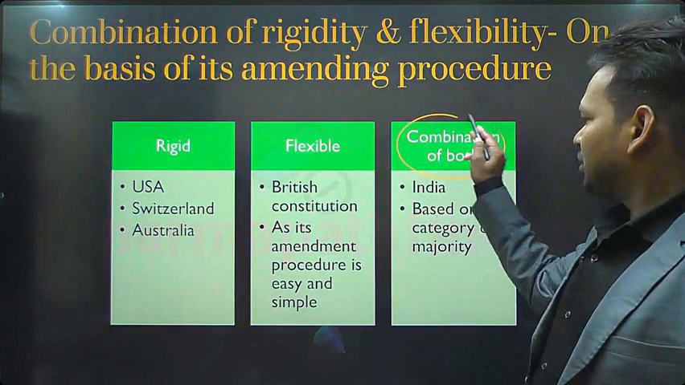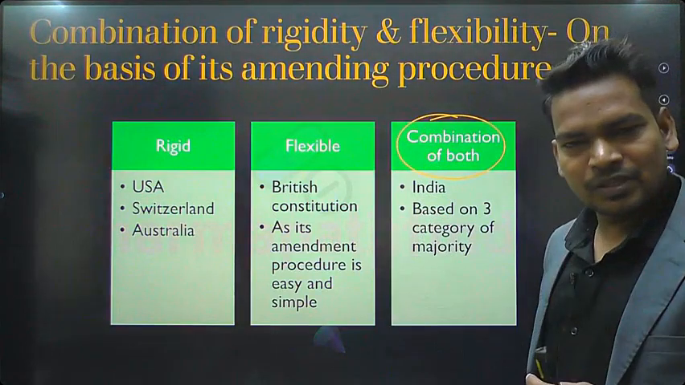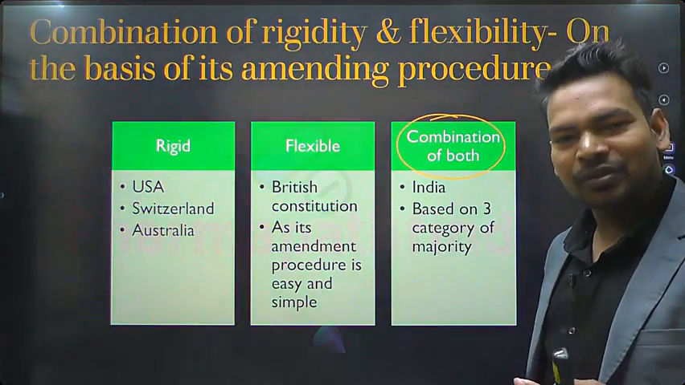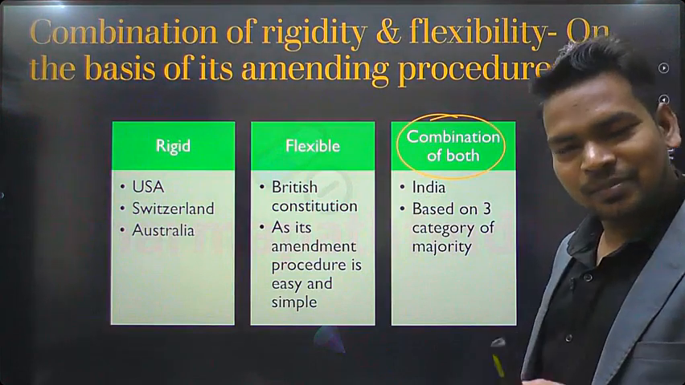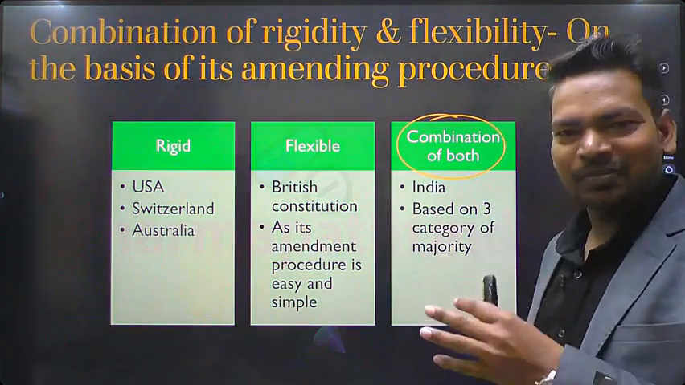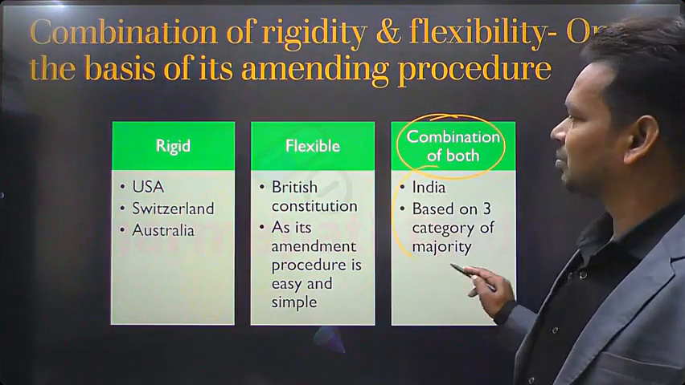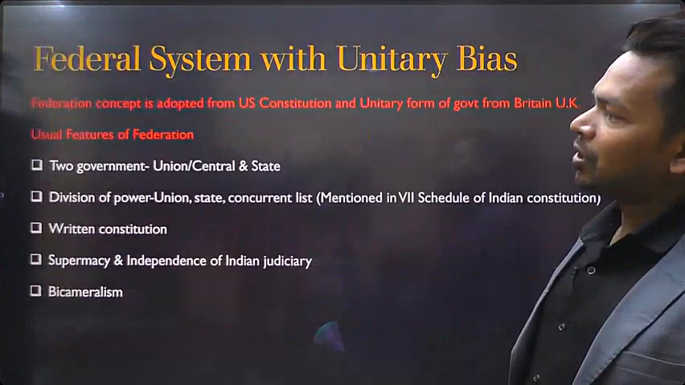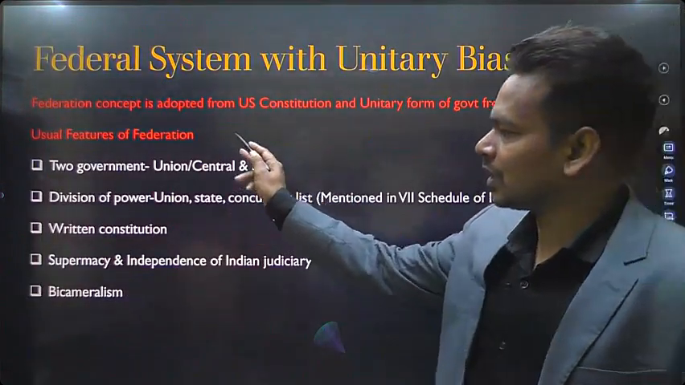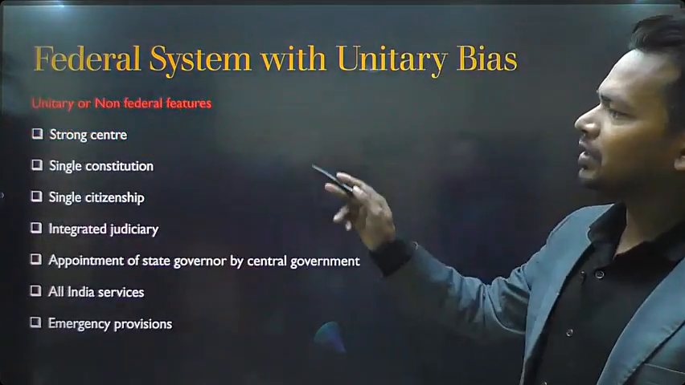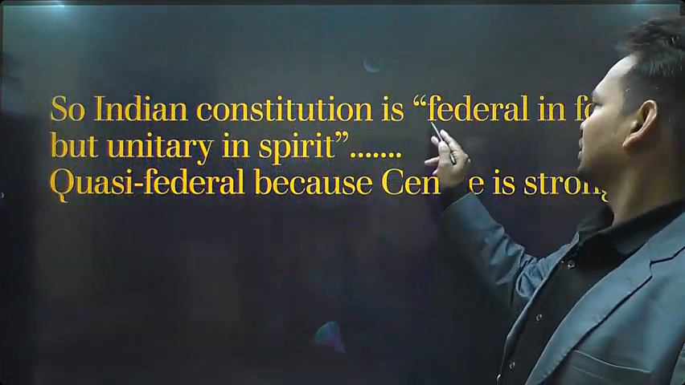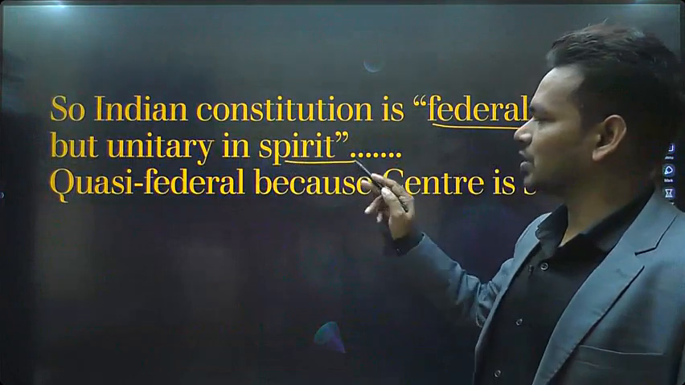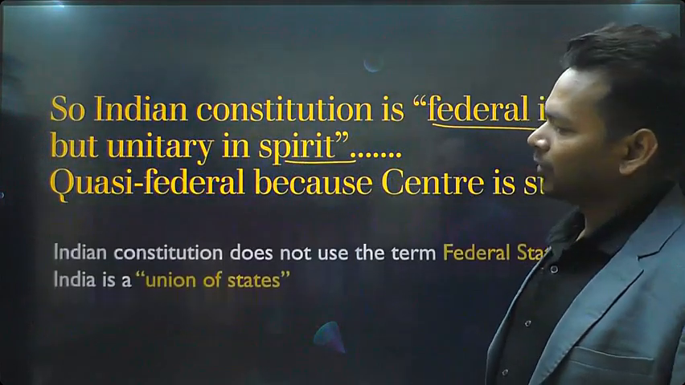India is a combination of both. Its amendment is not very simple, so you can say it's rigid. But at the same time, its amendment is also very simple, so you can say it is a mixture of rigidity and flexibility. Federal system with unitary bias. Why? Because it has federal features, and side by side it has non-federal features. So that's why we can say the Indian Constitution is federal in form but unitary in spirit. It's a quasi-federalism.